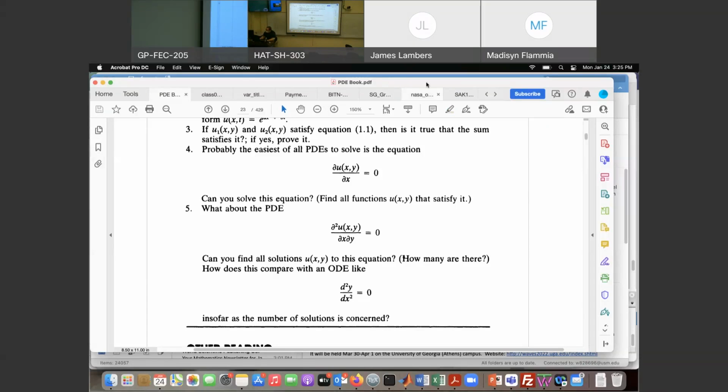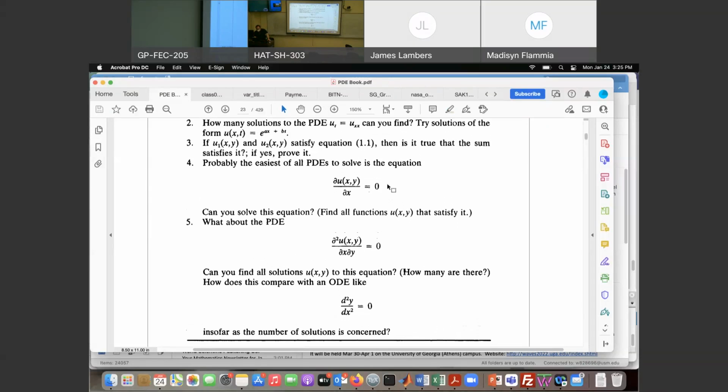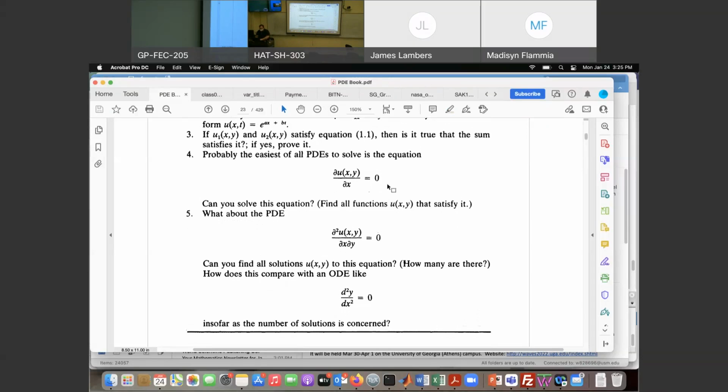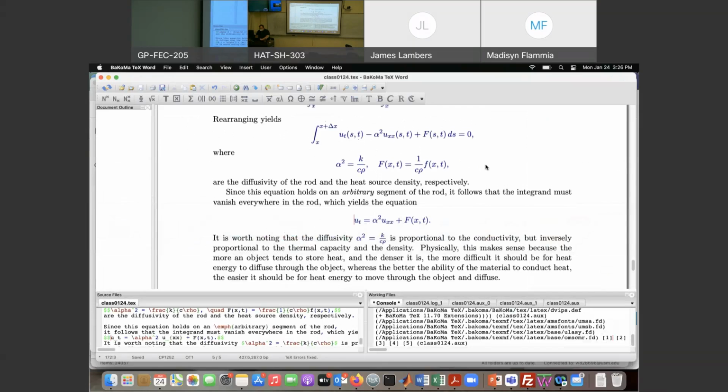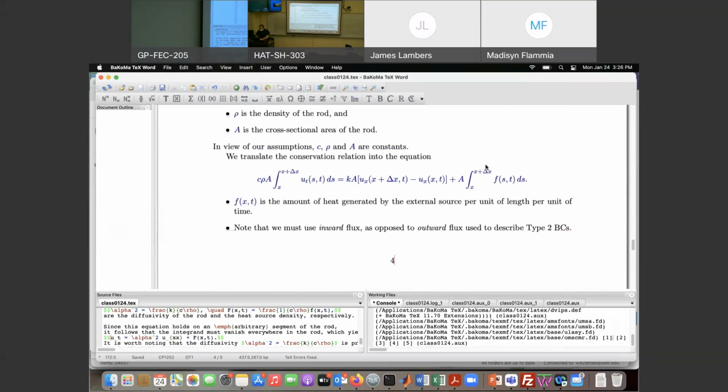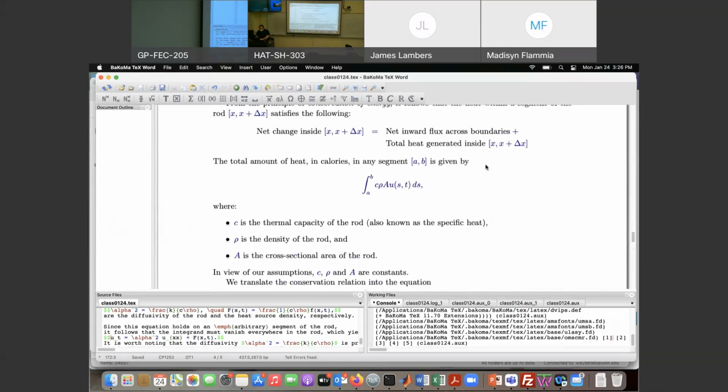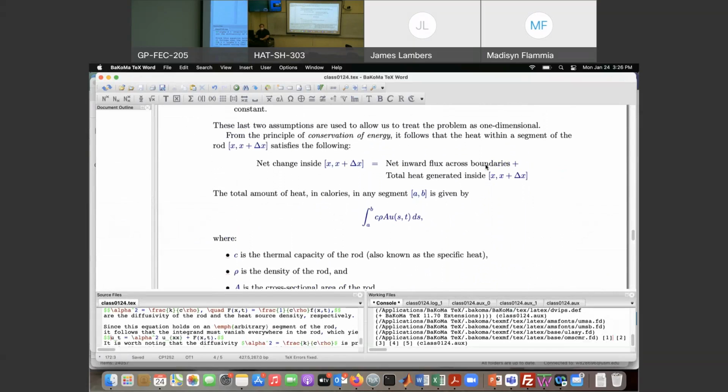There were some parts of the notes that I missed. One of them was a net change inside. It was from the section on the derivation of the heat equation. You need to see this again? Right. This will all be posted in Canvas.